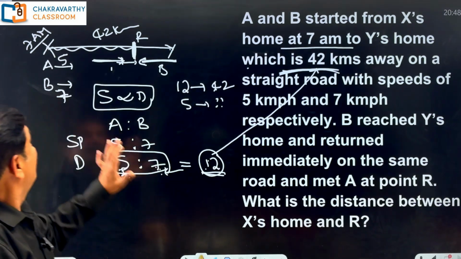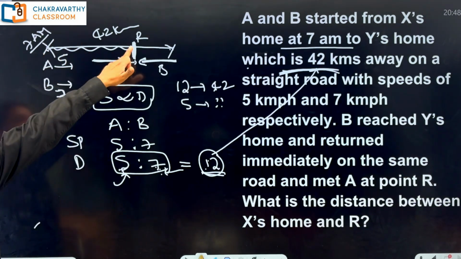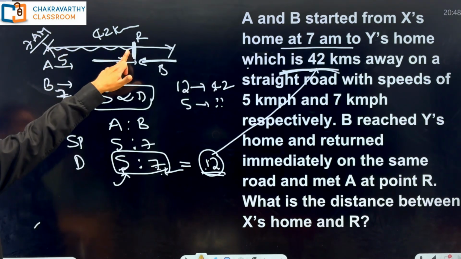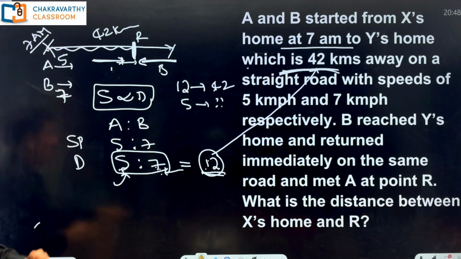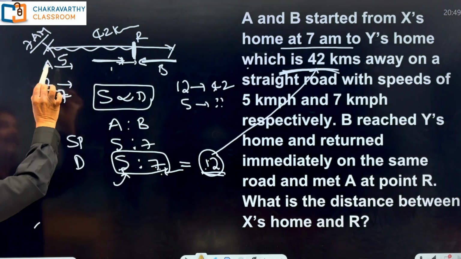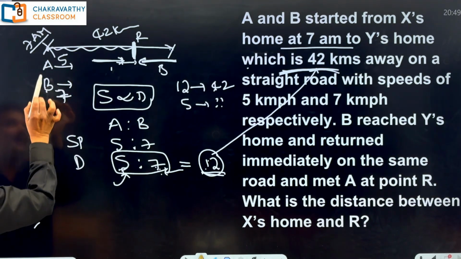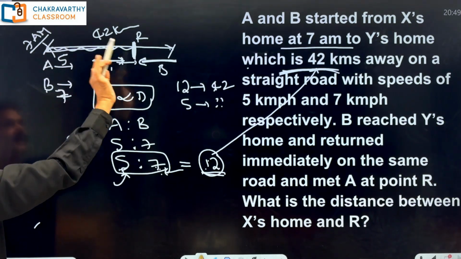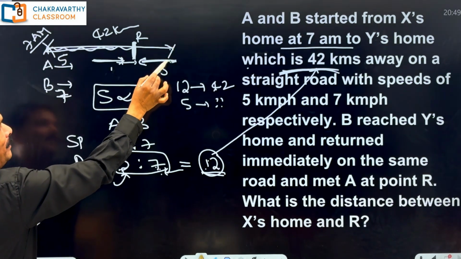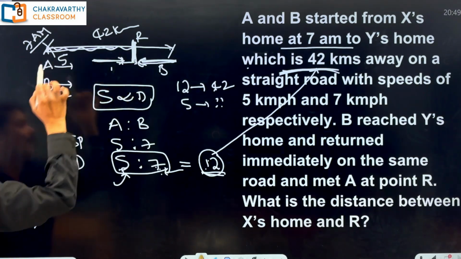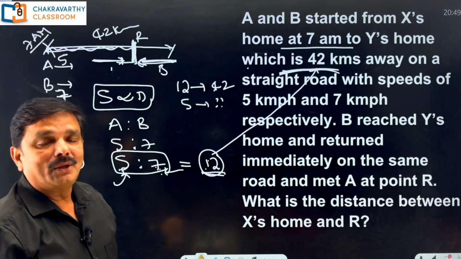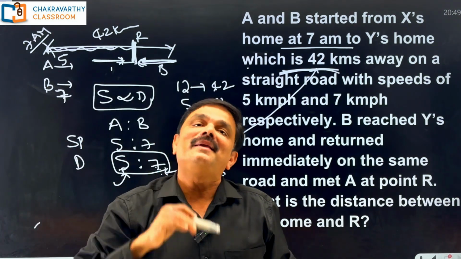Because the question is, what is the distance between X and R? X and R means the total distance traveled by A from X to R. The total distance traveled by A is nothing but your answer in this question, isn't it? Because the scenario says that A and B both started here. A traveled in this way. By the time A reached this point, B went from X to Y, reached Y, immediately returned and met A at point R. Now, the distance between X and R is nothing but the total distance traveled by A, isn't it?